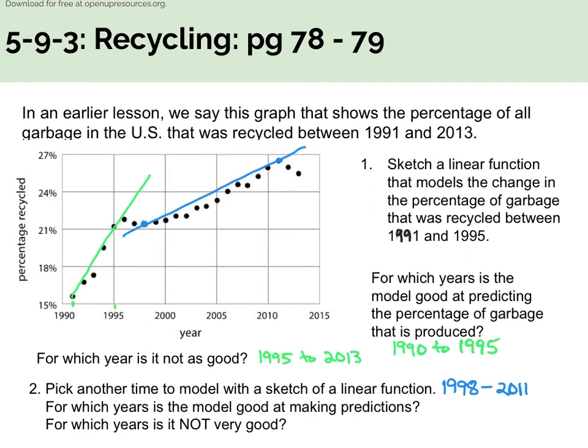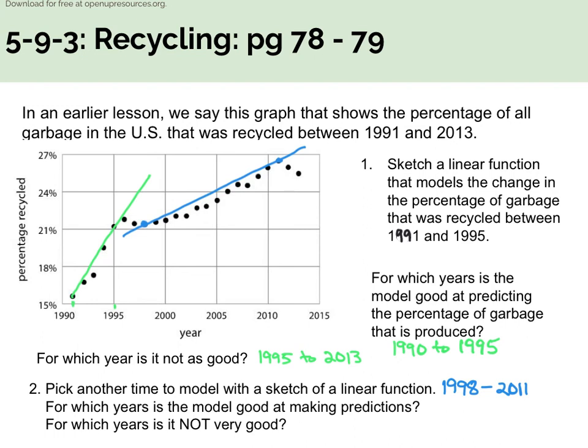So is this straight line good at making a prediction? From 1998 to 2000, this is good. Now, the data that was given to us does actually curve, but does the line that we drew actually work for predicting what's going on? Yeah. So from 1998 to 2011, this is a really good prediction with that blue line.